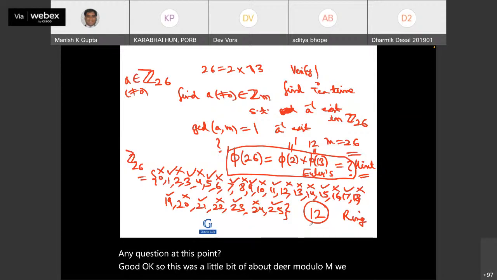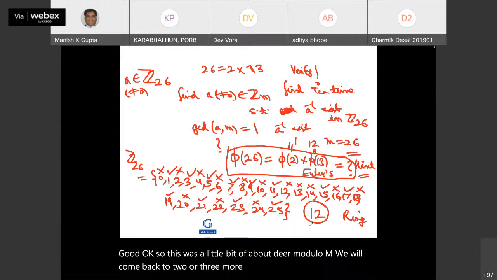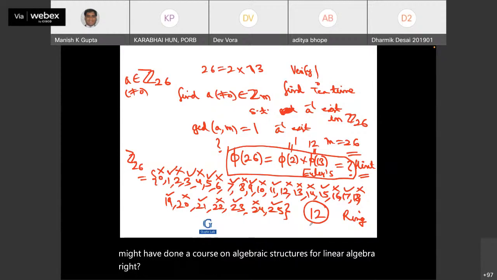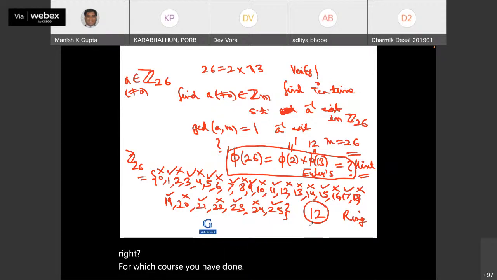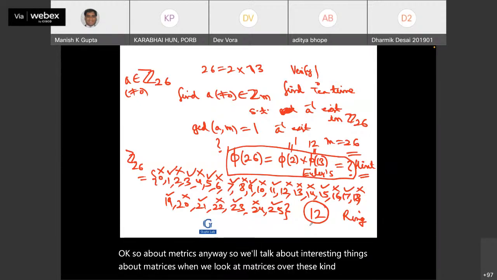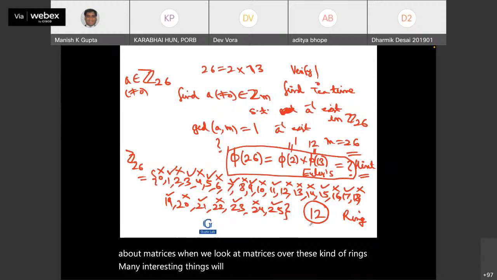We will come back to two or three more properties, such as finding the inverse of a matrix. Anyone remember about the matrix? I think we have done it in discrete math class, and after that also you might have done a course on algebraic structures or linear algebra, right? Which course have you done? Linear algebra? Okay, so you know about matrices anyway. So we'll talk about interesting things about matrices. When we look at matrices over these kinds of rings, many interesting things will happen, which you have never seen. I will show you some beautiful properties.